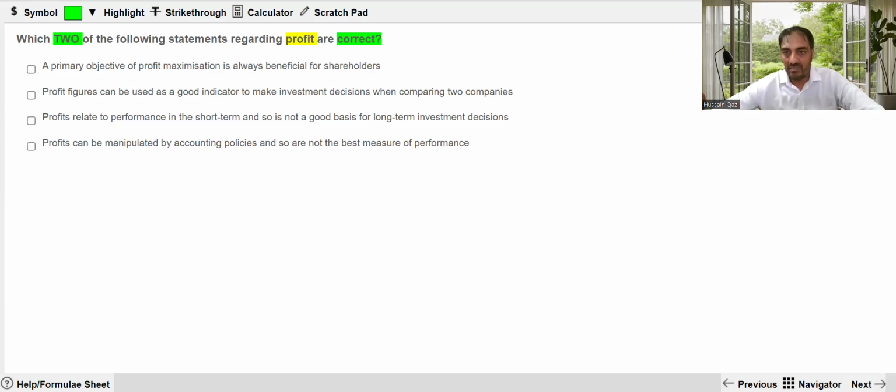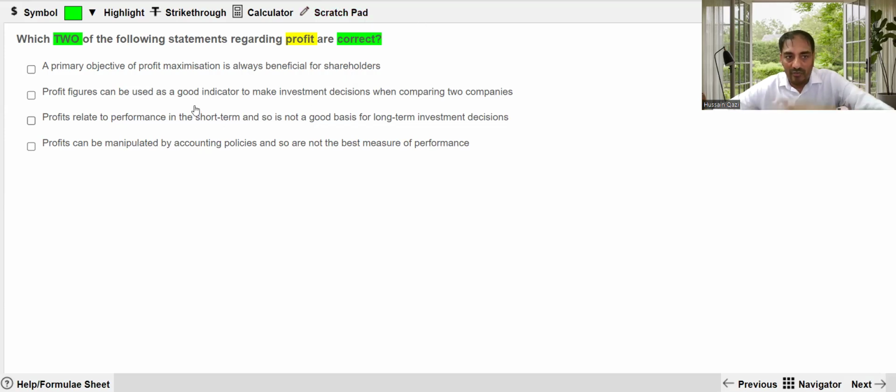You have read the options. Now it's time to take the final decision. The primary objective of profit maximization is always beneficial for shareholders. It's not absolutely correct. Only the objective of profit maximization is not always beneficial. Investors need to gauge or compare the risk as well with the profit. So risk information is also important. And yes, of course, other non-financial factors, for example corporate social responsibility, are also very important. So the first statement is not absolutely correct.